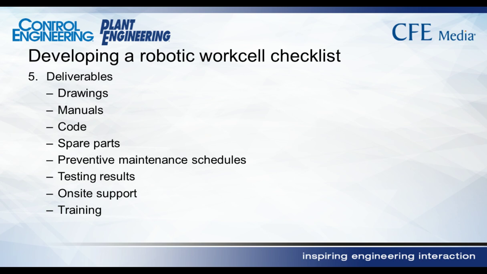Asking for spare parts. What kind of critical spares do we need for this system? What type of preventative maintenance schedules do we have in place? How often do I need to do maintenance on this system? What type of mean time to repair do we have? And some other things are good to define as deliverables for the cell.